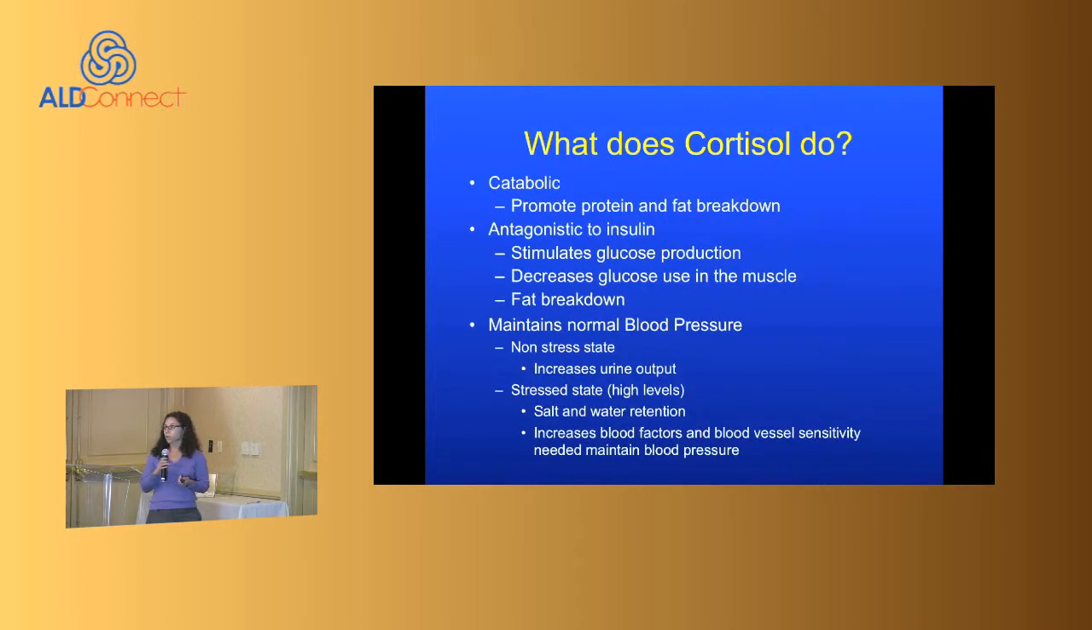So what does cortisol do? Why is it so important? As we were talking about earlier, it's needed to promote protein and fat breakdown. It's antagonistic to insulin. Again, it's there to help maintain normal blood sugar and normal blood pressure.